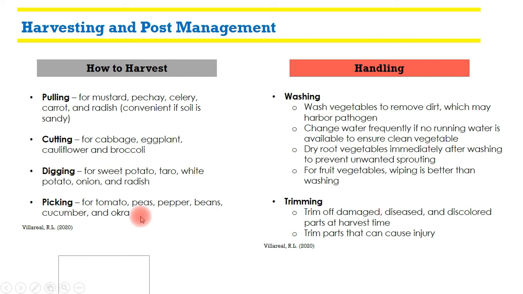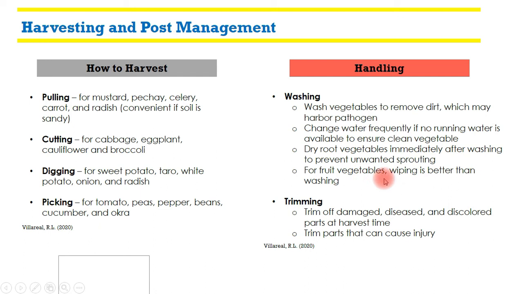In handling of the produce, washing is also important. Wash vegetables to remove dirt which may harbor pathogens. In washing, change water frequently if no running water is available to ensure clean vegetables. Dry root vegetables immediately after washing to prevent unwanted sprouting, and for fruit vegetables, wiping is better than washing.